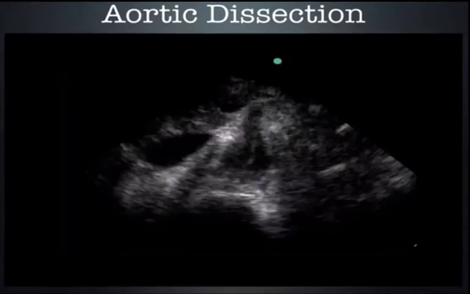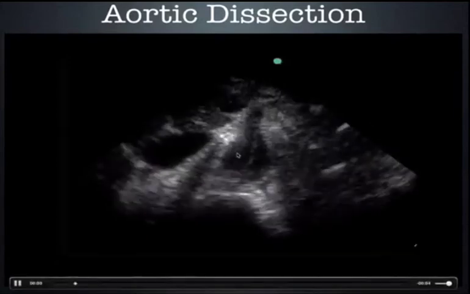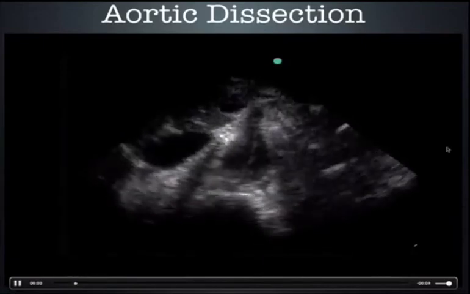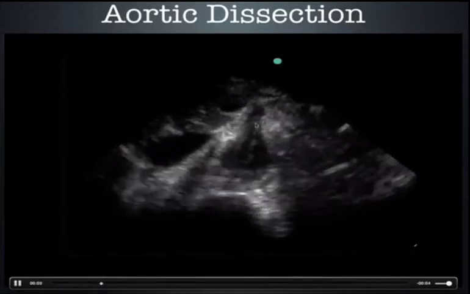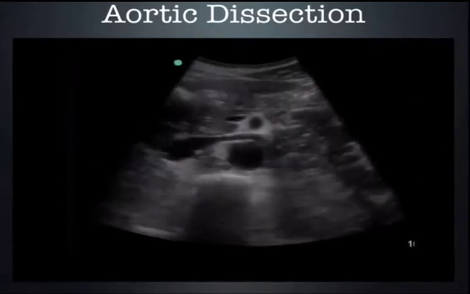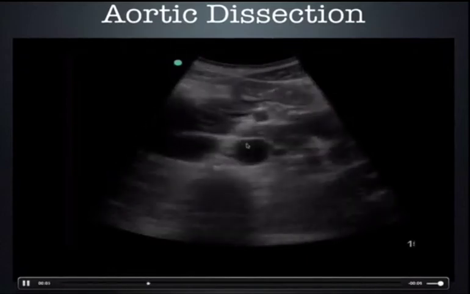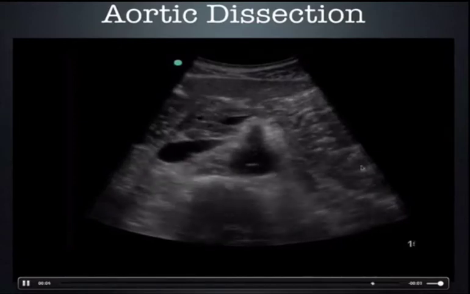Here is the same patient with the video clip, that with each beat, there is an oscillation of that intimal flap as the blood rushes by. And you can see actually this intimal flap is dissecting up into the superior mesenteric artery. Here's another one. You can see initially that the aorta looks fairly normal, but as we slide down, there is the SMA. We see an intimal flap right here.